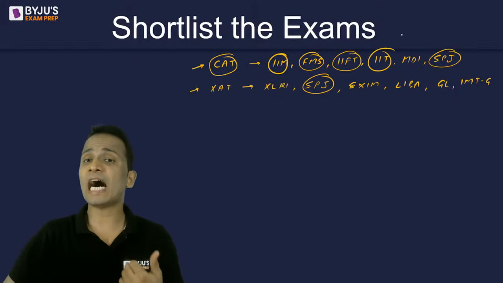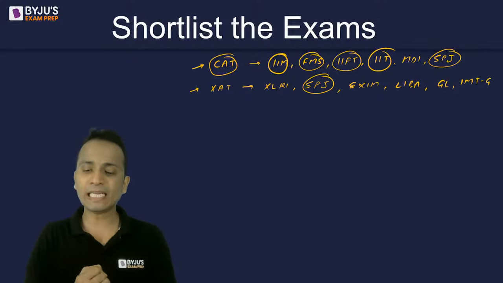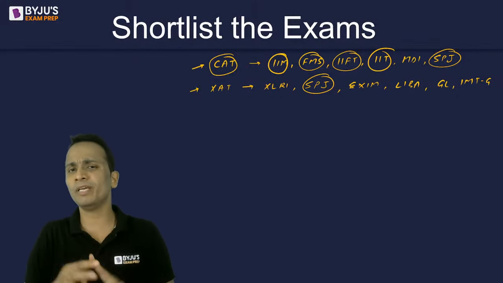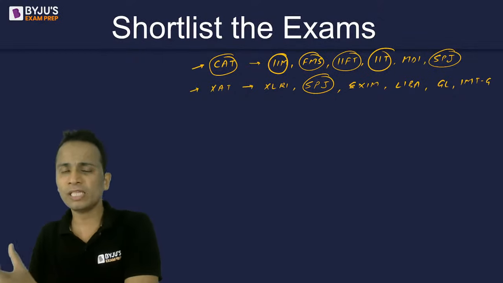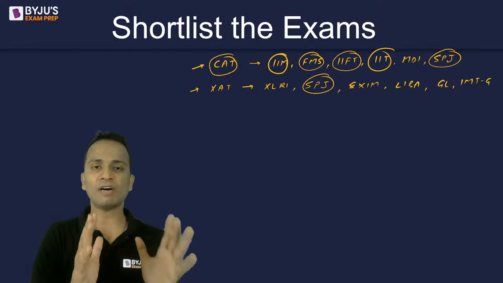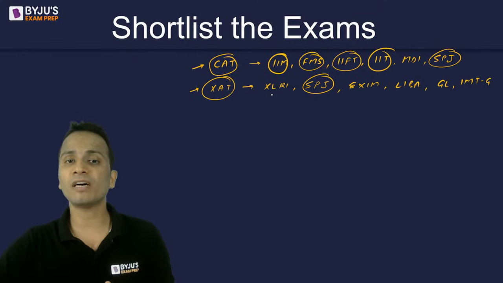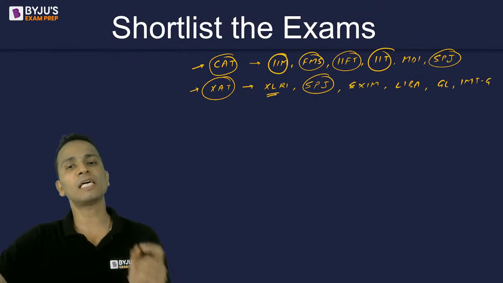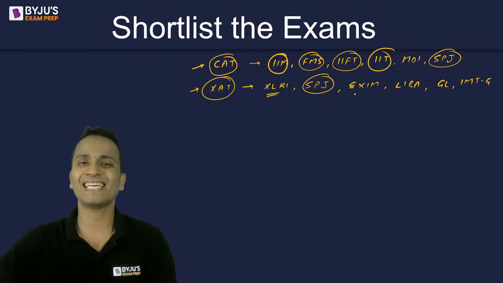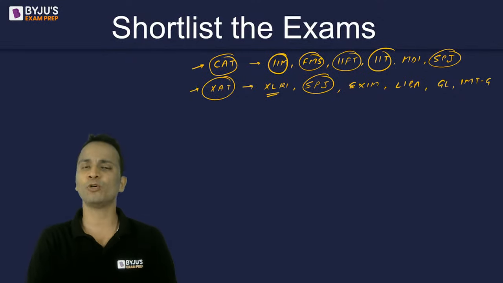Then for different IITs, you will have to fill different forms. So there will be a different form for IIT Delhi, IIT Kanpur, IIT Kharagpur, IIT Bombay. You will have to apply to all these IITs separately. Similarly for XAT, once you have applied for XAT, the XAT form does not even cover XLRI. With the XAT form, you will also have to fill the XLRI form. Then separately for SPJain, XIM Bhubaneswar, IMT Ghaziabad, or whichever college you want to apply for.